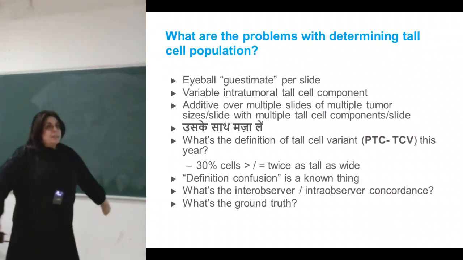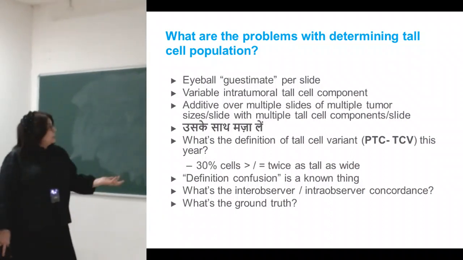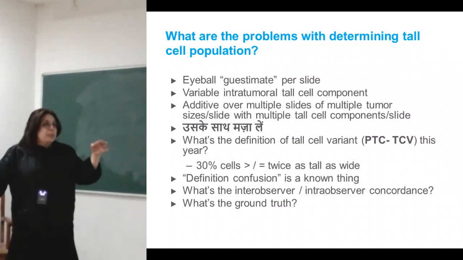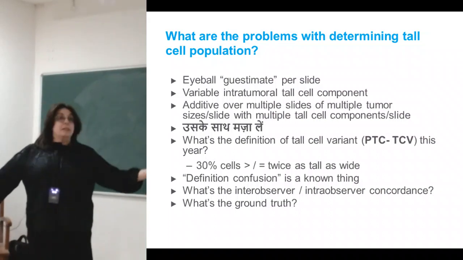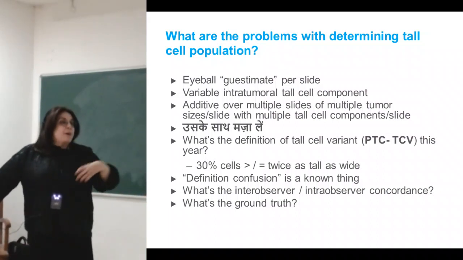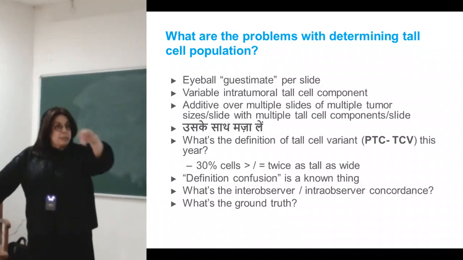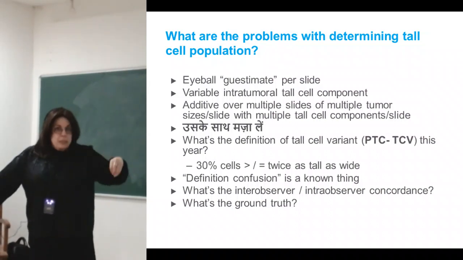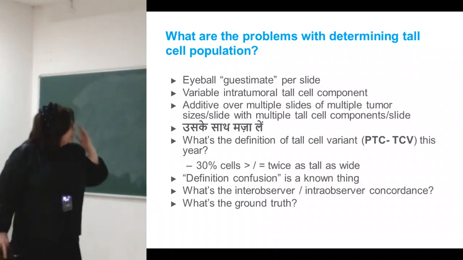But here's the ugly truth. It's a guesstimate. We look at slides and we estimate what the tall cell component is. So if you have a little tumor and it's one slide and I say it's 50% tall cells, okay, pretty easy. Well, what if I have 5 slides? And what if the size of the tumor is different from one slide to the next? And what if the amount of tall cells is different from one slide to the next? And I've got to assess it over a very variable landscape. It makes your head spin a little bit, right?